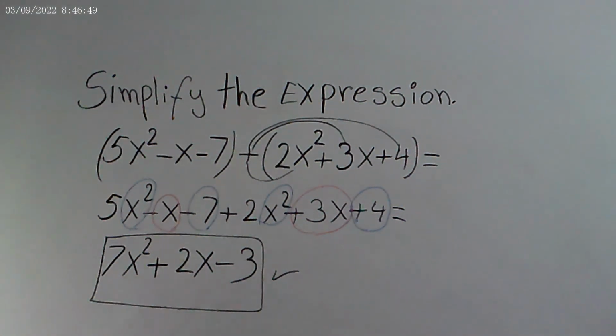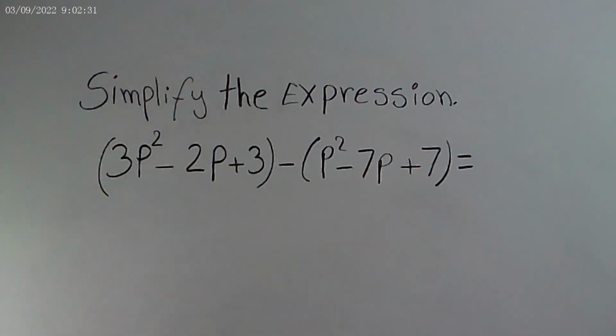That is not easy. Okay, that is another example. Simplify the expression. Parenthesis 3p squared minus 2p plus 3 parentheses minus parenthesis p squared minus 7p plus 7 parentheses equals. So on this one, the first thing to do, like I said before, is to take out the parentheses, and then if you have to change the sign, you change it too.